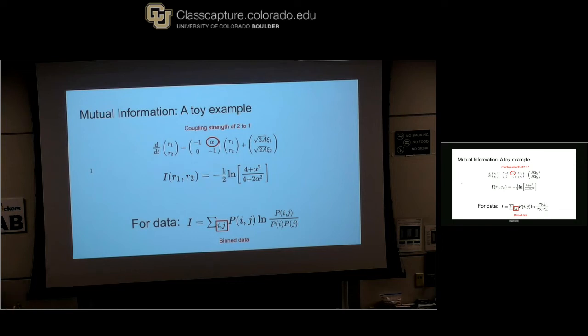All of you are probably experts in mutual information. When I came in, I didn't really know much about it, so I had to come up with a toy example just to figure out what was going on. This is a really simple stochastic system, R1 and R2, which are coupled through a parameter which I call alpha.